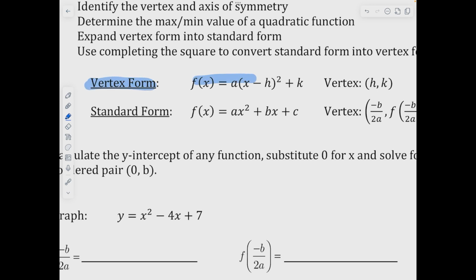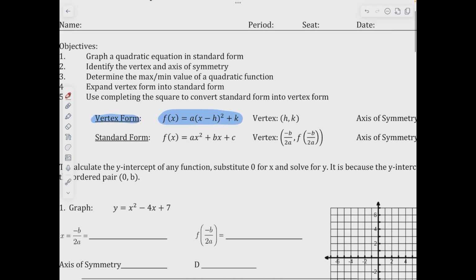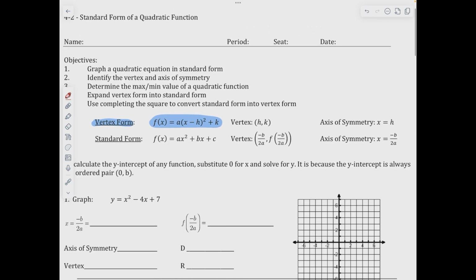So vertex form was f of x equals a times the quantity x minus h quantity squared plus k. And vertex form was really nice because we were able to identify the vertex and the axis of symmetry very quickly through transformations. Today we're going to talk about standard form, ax squared plus bx plus c. And this one's going to take a little more work.